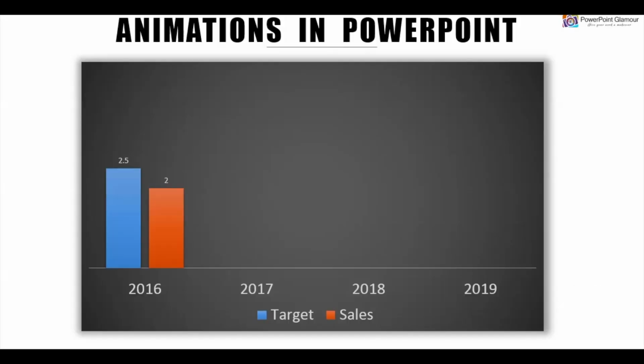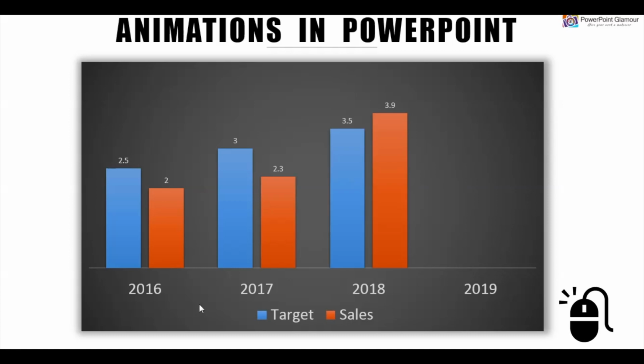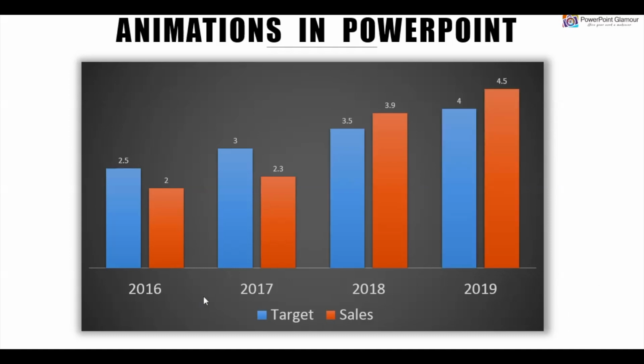Or else, let's go back and select by category and see what happens. Go to the show. So this option, when selected, the categories appear on clicks. Okay, 2016, if you want to talk about the target and sales, how we did. 17, this happened. 18, this happened, and finally 19. So this option gives you the different ways of showing the categories.